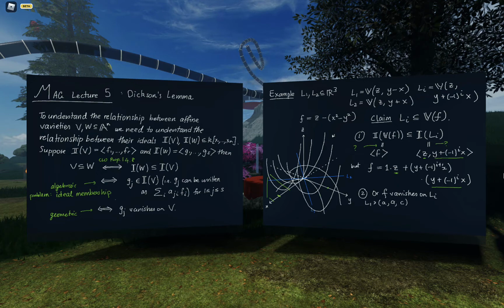And it's clear f vanishes on such a thing. Okay, so that's an example of checking the relationship between two affine varieties, in this case a line and a surface. In this case it's kind of easy to see whether or not f is a linear combination of those generators, but in general we would have to do divisions. So we would run something like the division algorithm on f for the divisors given by that list of generators z and y plus minus 1 to the I x.